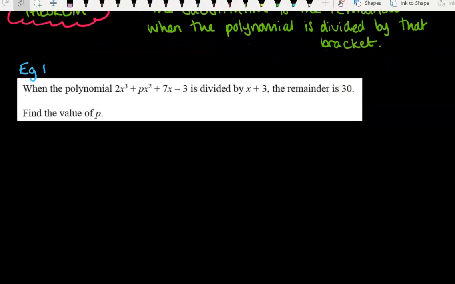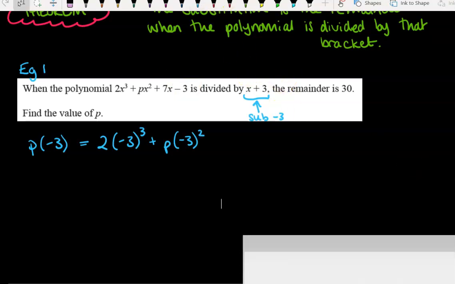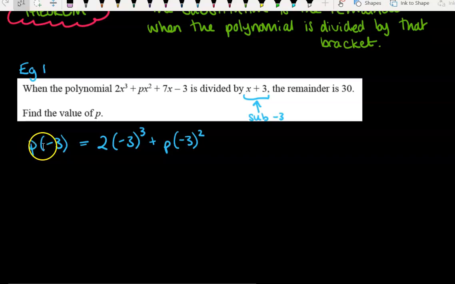So what this means is we take the x plus 3 and we're going to sub in minus 3. So p of minus 3 is equal to 2 times minus 3 cubed plus p times minus 3 squared. Now it's important to note I've used this p here meaning polynomial, just shortening it down. So polynomial, when we sub in minus 3, is not the same as this p here. Okay, so just carrying on now. We've got 7 times minus 3 and then take away 3, and we're told the remainder is 30. So when we do that substitution, this will equal 30.